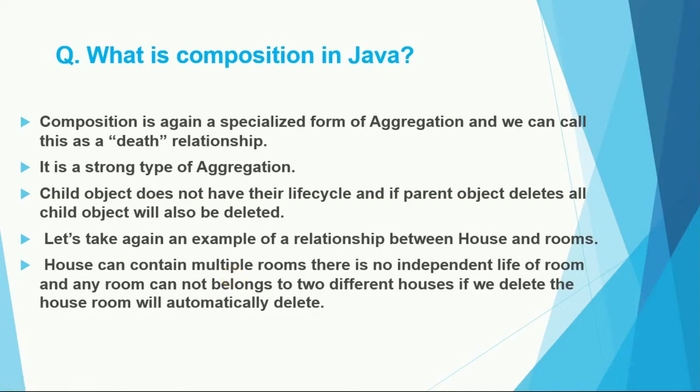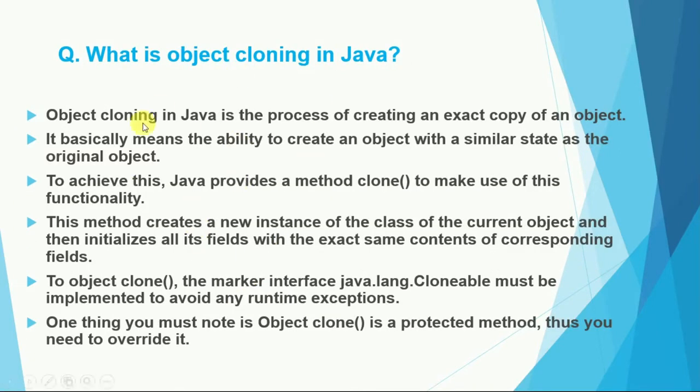Okay, so next, we already discussed objects. So what is object cloning in Java? Object cloning in Java is the process of creating an exact copy of an object. We can say a clone of an object. Okay, so what is the purpose? It basically means the ability to create an object with a similar state as the original object.